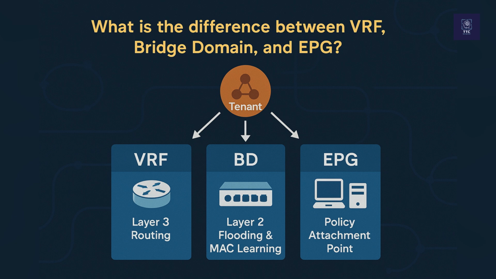What is the difference between VRF, bridge domain, and EPG? In Cisco ACI, VRF is a Layer 3 routing instance. Think of it like a virtual router per tenant. Bridge domain, BD, operates at Layer 2, managing MAC address learning and flooding behavior. EPG groups endpoints with similar policies, acting as the anchor point for contract application.